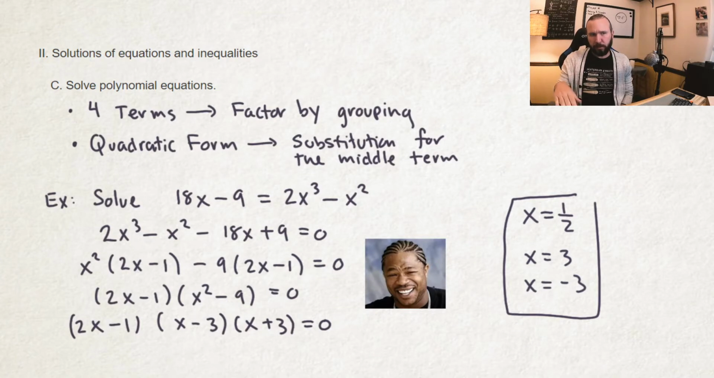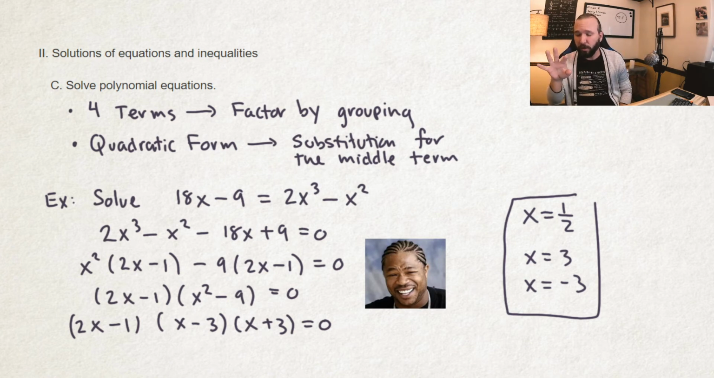So here's an example of what one piece of the project would look like for the competency solve polynomial equations. I put down some notes here that I think are important to remind me later when I'm studying for the final: if you're ever solving a polynomial equation and you see four terms, then you're going to factor by grouping. And I also made a note here that if you have an equation of quadratic form, you should use substitution for the middle term. So those are what I consider the important concepts about solving polynomial equations.